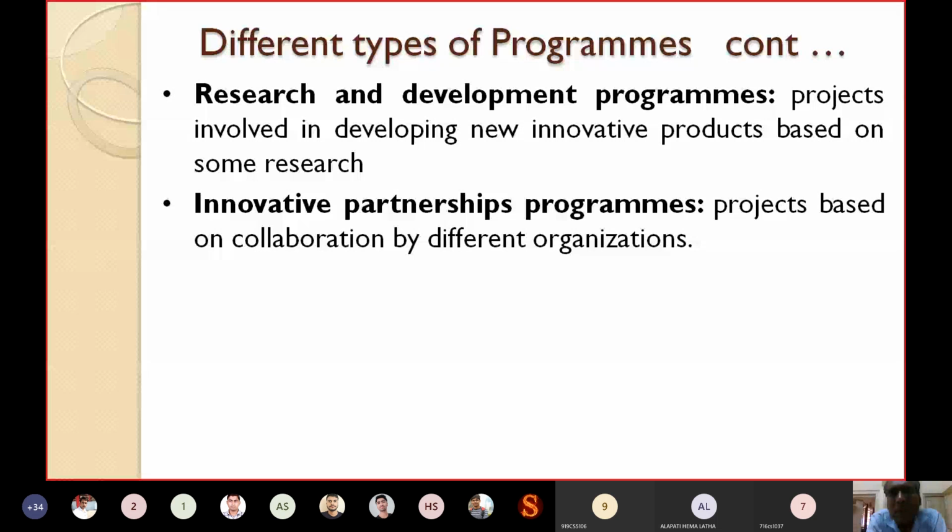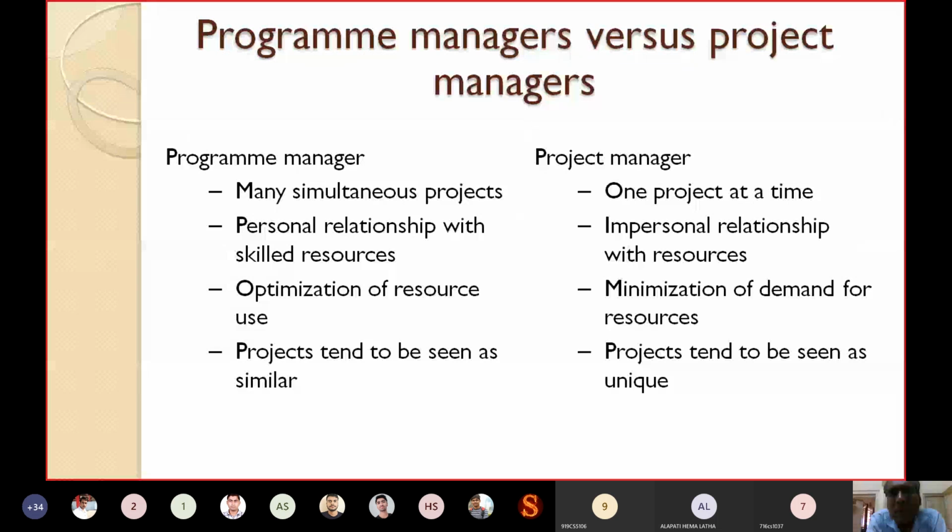Now I have already told you what a project is in my first class, and right now I have told what a program is. Similarly, we have known the project manager handles a particular project, whereas a program manager handles a group of projects. After knowing the difference between project and program, now let's find out the difference between project manager and program manager. I have already told you the characteristics of a project manager. Now let's see the characteristics of a program manager. How do they differ from those of the project manager?